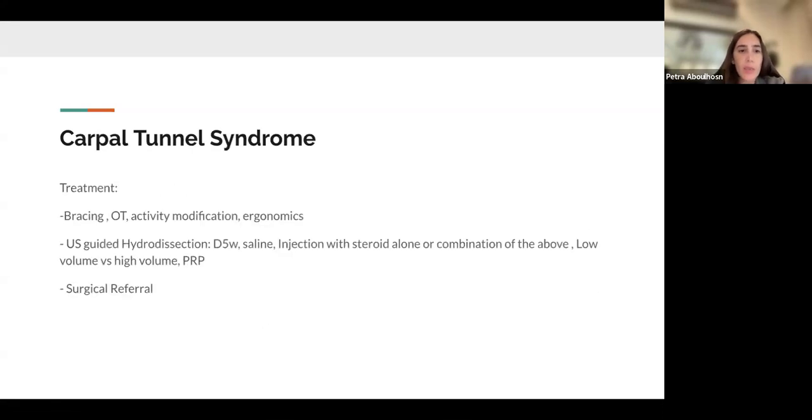Treatment of carpal tunnel, again, is bracing, therapy, activity modification, focus on ergonomics if that's the case. Also, the most studied ultrasound-guided hydrodissection is in carpal tunnel, and they've used many different combinations. A lot of them work, some more than the other, like prolotherapy better than saline, and then there are people who use injection with steroid or without, and then a lot of people are using PRP as well for carpal tunnel. And then surgical referral is definitely an option, and we have conservative versus endoscopic or ultrasound guided versus still old school open carpal tunnel release.